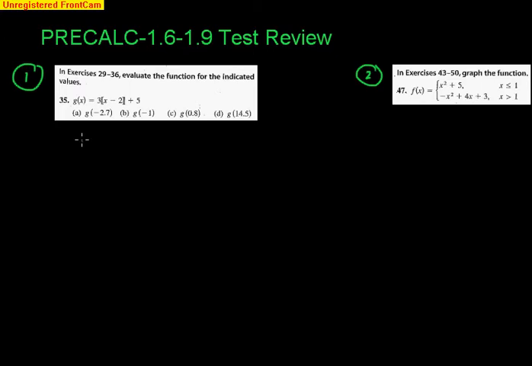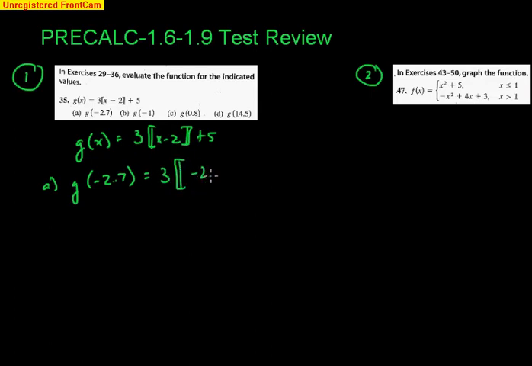We're going to evaluate this function, g of x equals 3 times the greatest integer of x minus 2, plus 5. And we have four different values to do. So we'll start with a. G of negative 2.7. What we're going to do is plug negative 2.7 in for x. So 3 times the greatest integer of negative 2.7 minus 2, plus 5. And we're going to simplify what's inside. So negative 2.7 minus 2 is negative 4.7.